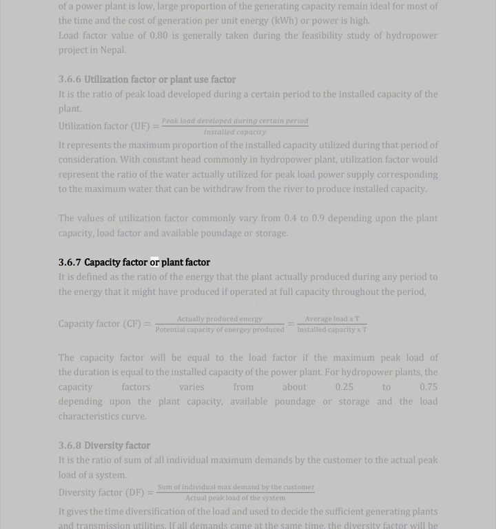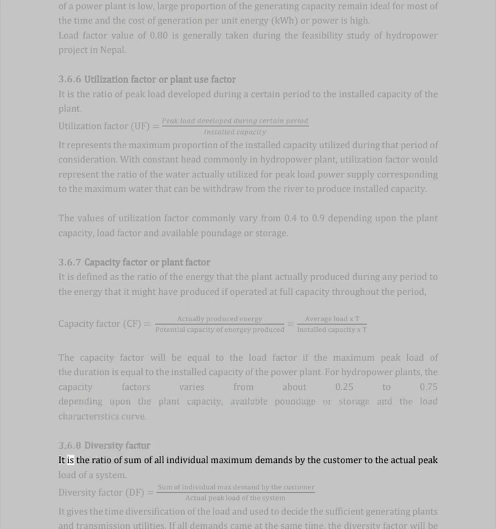3.6.7 Capacity factor or plant factor. It is defined as the ratio of the energy that the plant actually produced during any period to the energy that it might have produced if operated at full capacity throughout the period. Capacity factor, CF, equals actual energy produced over maximum possible energy. The capacity factor will be equal to the load factor if the maximum peak load of the duration is equal to the installed capacity of the power plant. For hydropower plants, the capacity factor varies from about 0.25 to 0.75 depending upon the plant capacity, available poundage or storage and the load characteristics curve.